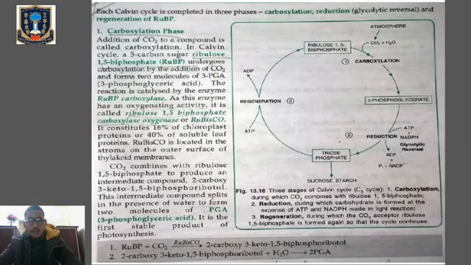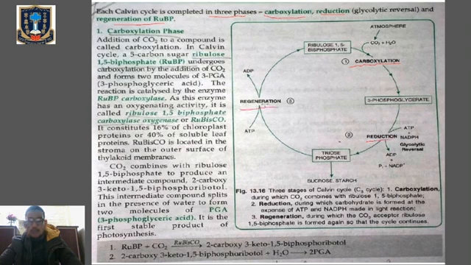Now we'll go into detail and look at the different phases of Calvin cycle. The Calvin cycle is completed in three phases. The first one is called carboxylation, the second is called reduction, and the third is called regeneration of RuBP. Remember, RuBP is the primary acceptor of carbon dioxide in C3 cycle.